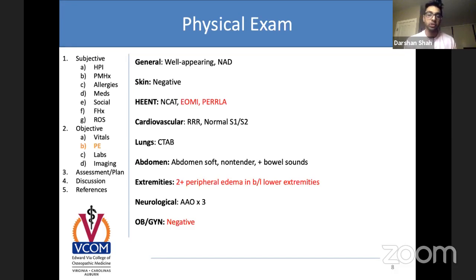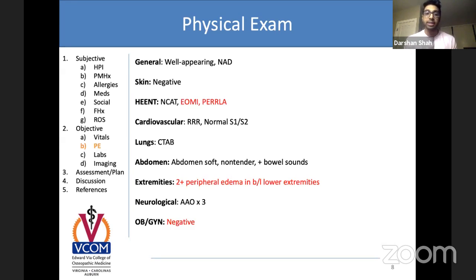Her extremities, she has 2+ peripheral edema in her bilateral lower extremities. What that means is she has leg swelling, and you characterize it from 1+ all the way up to 4. So 2+ generally, I'm pretty sure, means if you push on it, it takes 15 seconds for the skin to come back to surface level. And then neurologically, AAO times 3 means alert and oriented times 3. Essentially you're asking, do you know your name? Do you know where you are? And do you know the time? If they can answer all those things, they're AAO times 3.